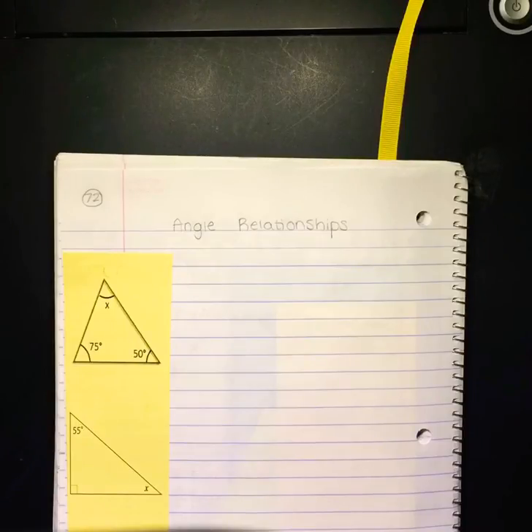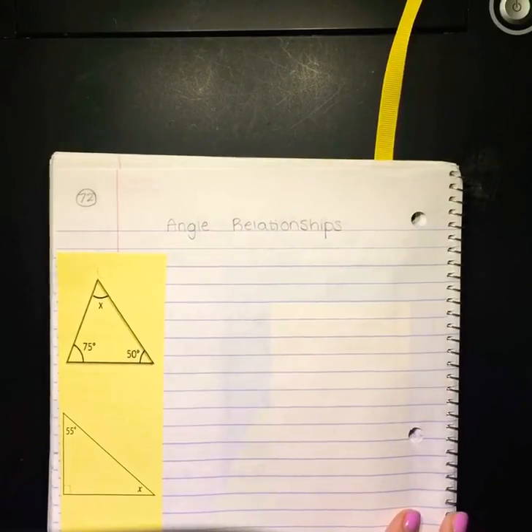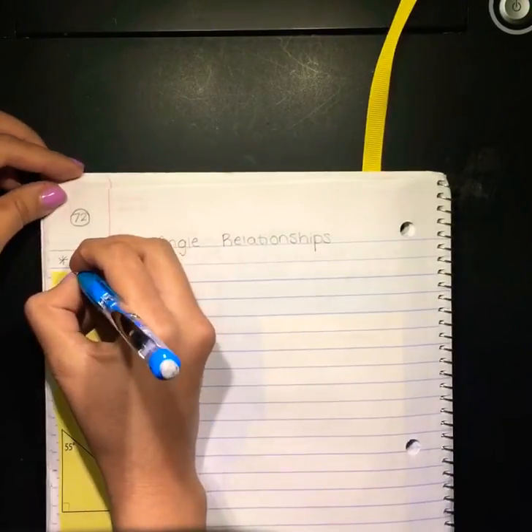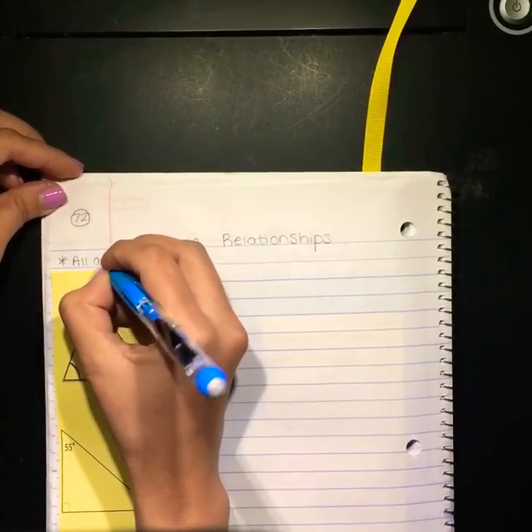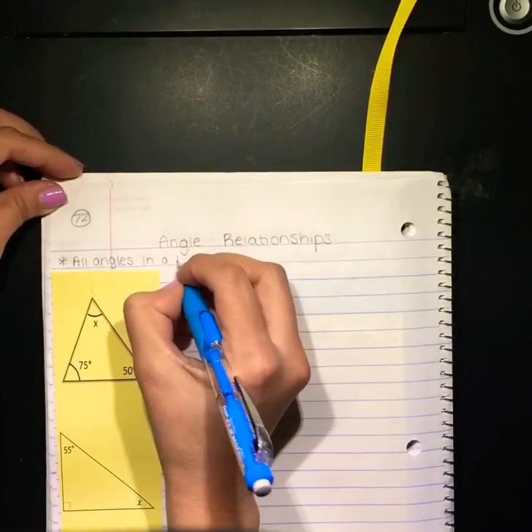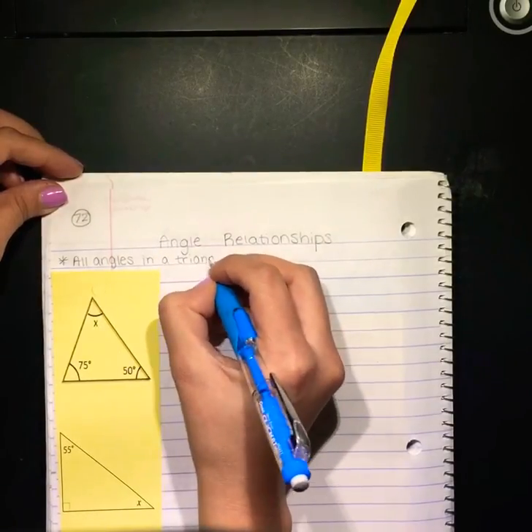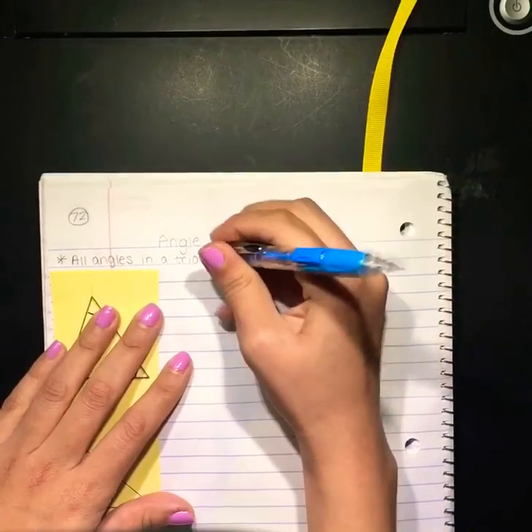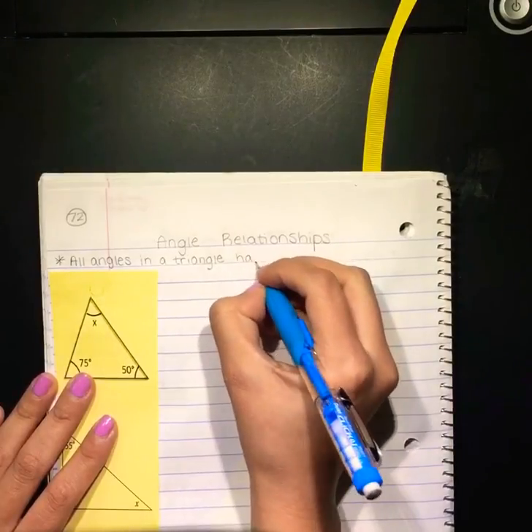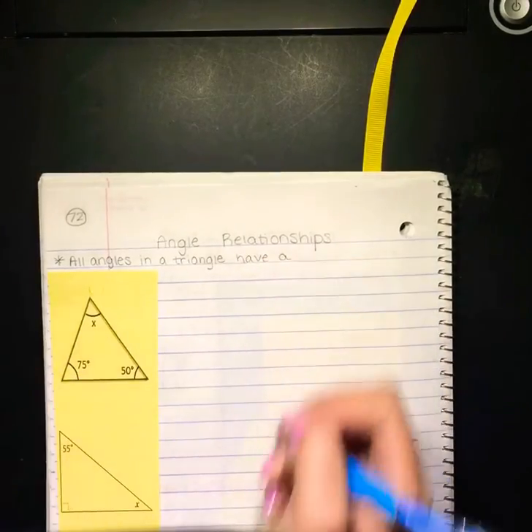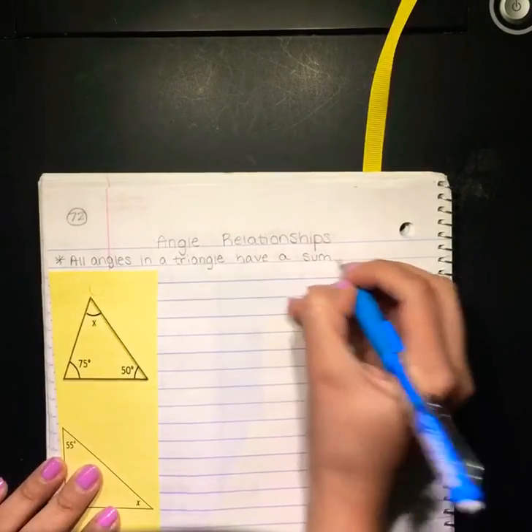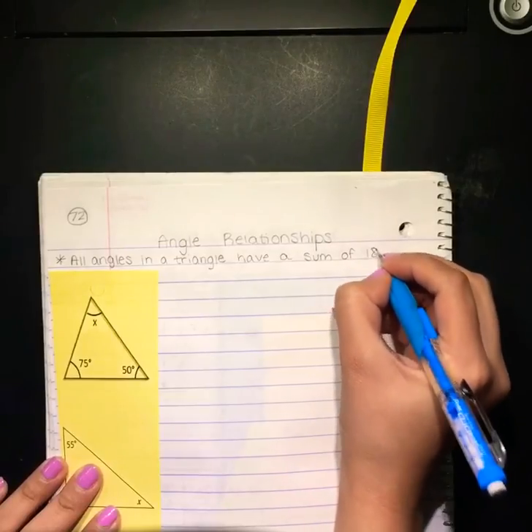Okay, so we're starting on page 72 with angle relationships, and we're going to add to the top what we just said. All angles in a triangle have a, what is that called when we add them all up? Sum. Have a sum of 180. Good, 180 degrees.